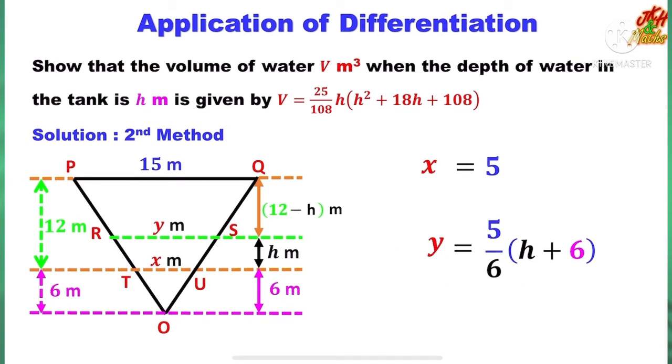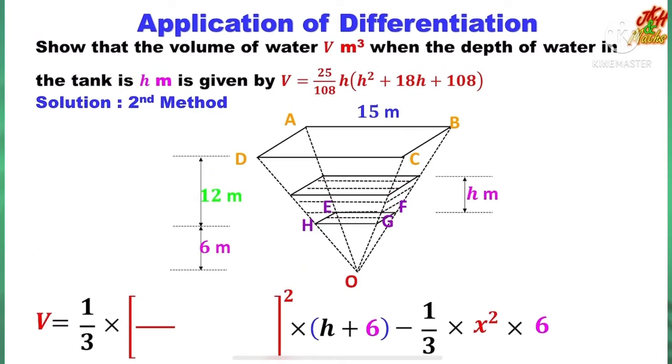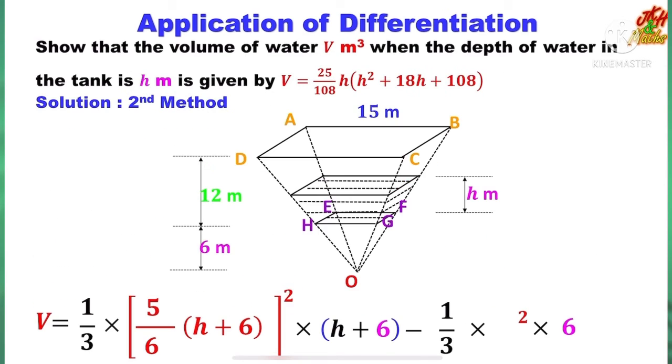We know that y is equal to 5 over 6 times h plus 6. Then we substitute into the expression. So we have 5 over 6 multiplied by h plus 6. And we also know that x is equal to 5. Then we substitute x equal to 5 here. So we have the expression V is equal to 1/3 times (5 over 6 times h plus 6) squared times h plus 6, minus 1/3 times 5 squared times 6.